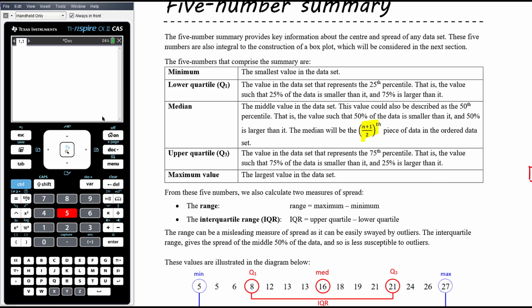Upper quartile is the 75th percentile. 75% of the data is smaller than it, 25% of the data is bigger than it. Okay?